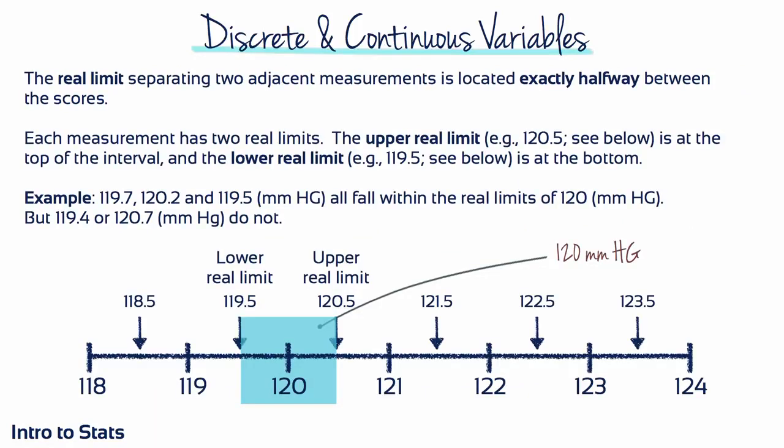119.7, 120.2, and 119.5 all fall within the real limits of 120 milligrams of mercury, but 119.4 or 120.7 don't.